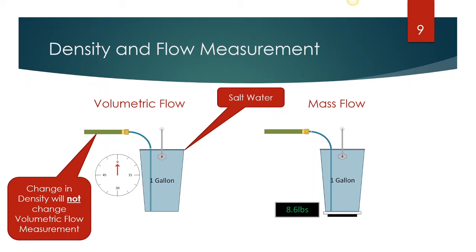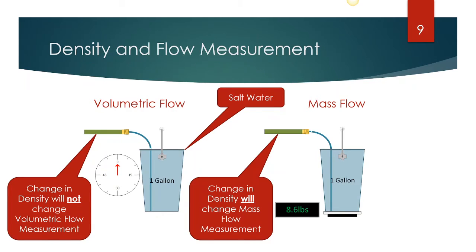So the specific gravity or the viscosity of what we're pumping is not going to be a factor. The change in density will not change the volumetric flow rate. But if we are measuring in mass flow, and some flow meters can actually measure both at the same time, the change in density will change the mass flow.